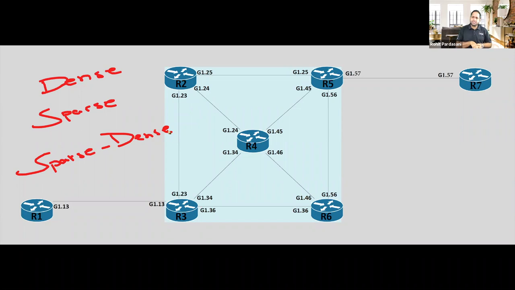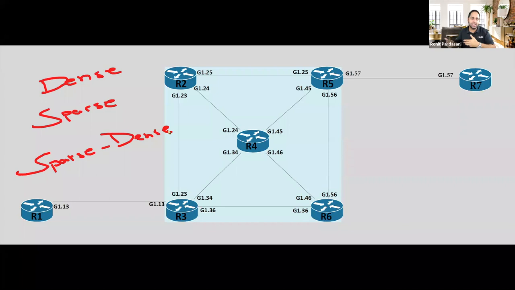Dense mode uses the technologies of flooding and pruning. As soon as the gateway R3 gets the IGMP join message, and that join message contains star, comma, G, which means find me a server, R3 is going to start sending PIM messages. If I'm using dense mode, it uses flooding and pruning. Think of VTP, VLAN Trunking Protocol. There was something called VTP pruning, and it works exactly the same way. If I don't have an active VLAN, I don't send broadcast requests for that VLAN on that switch. But if I have somebody active for that VLAN, I would not send a prune message.